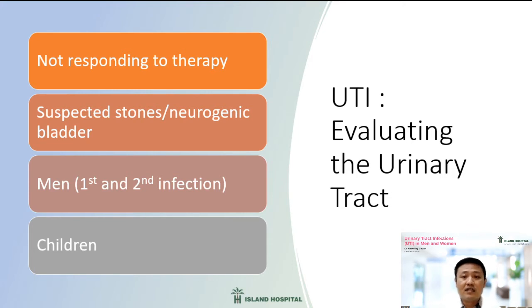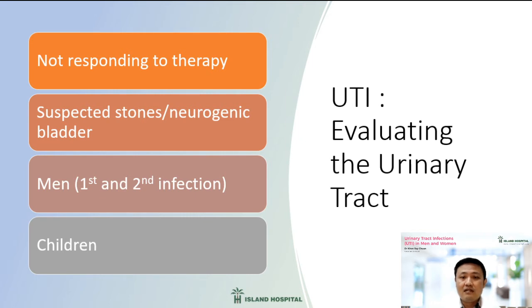Sometimes a simple urine analysis is enough for us to make our diagnosis, but sometimes your doctor needs to do more tests, like imaging, maybe an ultrasound or a CT scan. Why? When you keep having infections and not responding to therapy, or when you suspect something else, for example stones, or something wrong with the bladder, or some neurological conditions that affect your bladder contraction and bladder emptying, because we want to make sure there are no other things that contribute to this.